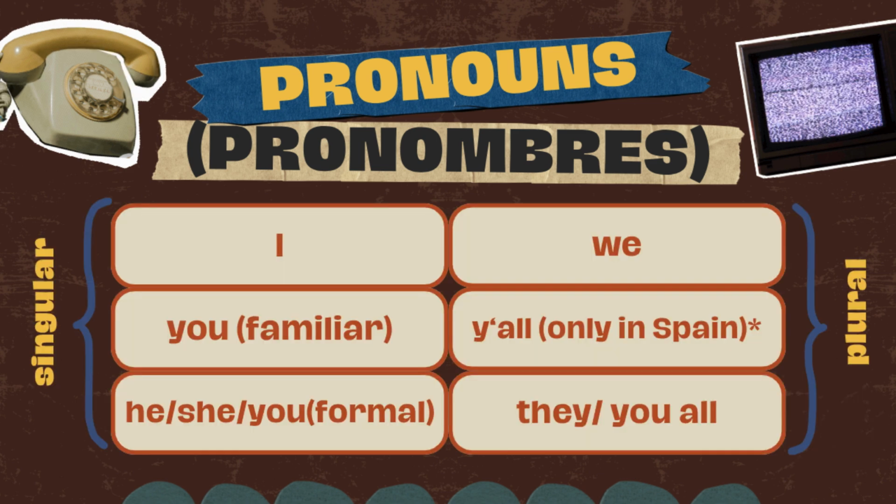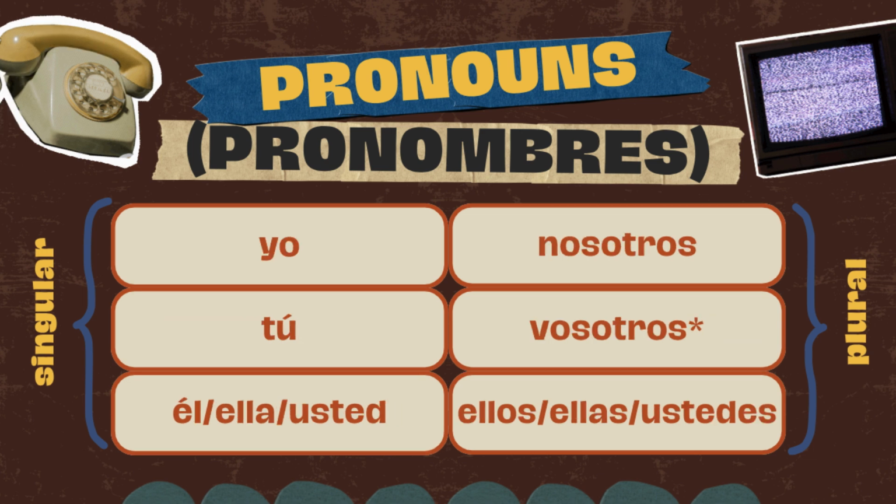Take a look at this chart. You will become very familiar with this chart as our journey continues. In English, our subject pronouns on the left-hand singular side are I, you, and he or she. These fall under the singular side because they only deal with one person. On the plural side, we have we, you all, and they. In Spanish, on the singular side of the chart, we have yo, tú, él, ella, y usted. On the plural side of the chart in Spanish, we have nosotros, vosotros, ellos, ellas, y ustedes.